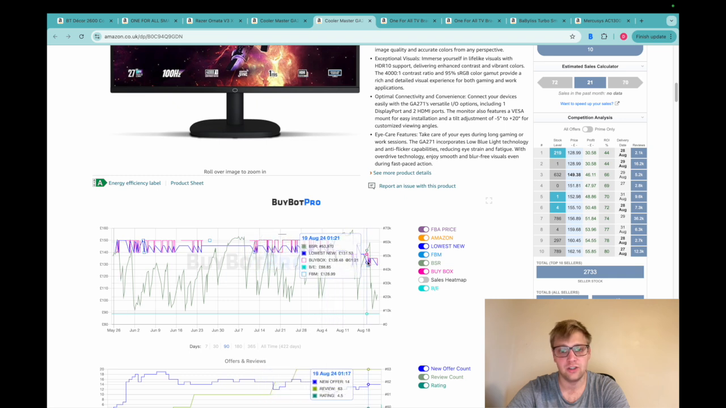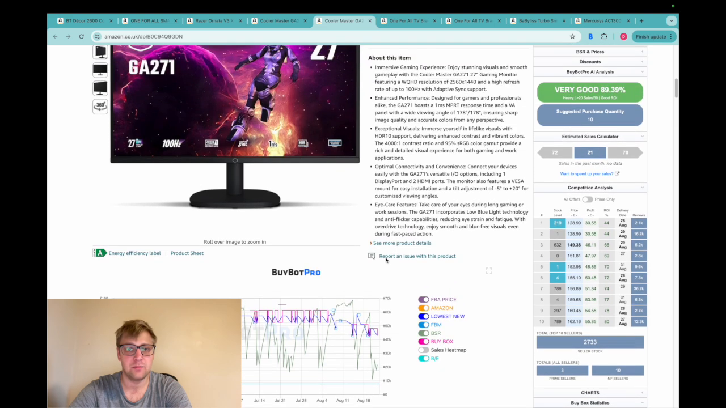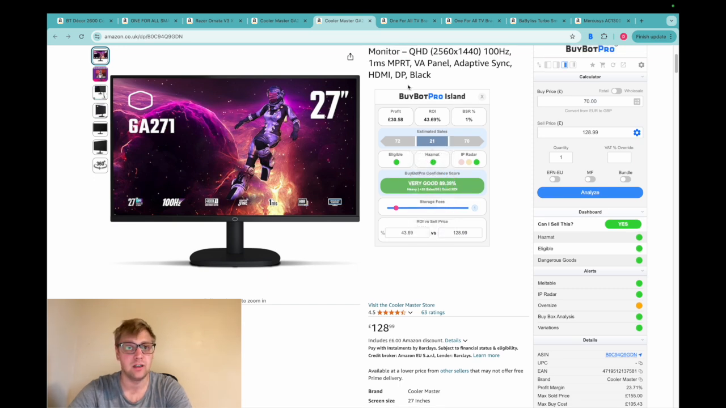to 134.99, and now it's currently at 128.99. So yeah, the price is dropping, but it's still nice profit, and I'd probably even sell this for a bit lower price as well. If the prices keep decreasing, I'm just going to match the other FBA sellers.